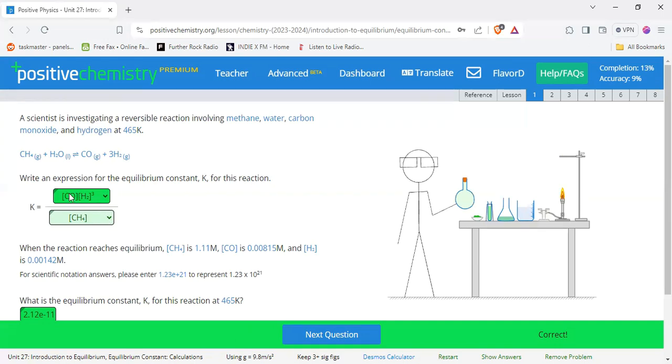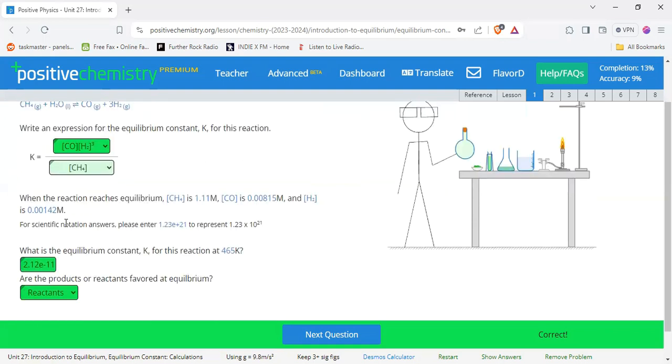So the equilibrium expression will be this to the first times that to the third over, do not put water in there, over just CH4 to the first. In which case, to get the value, we take this to the first power times that to the third power over that to the first power, and we get that, which is much less than 1, which means it is left side or denominator favored, it is reactants favored.